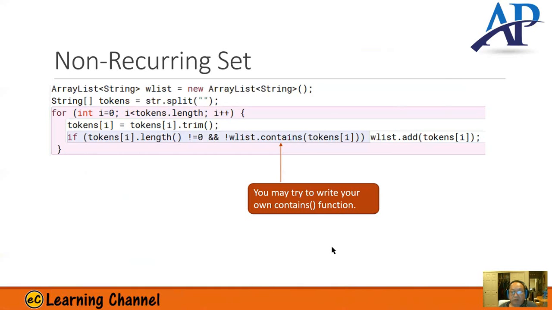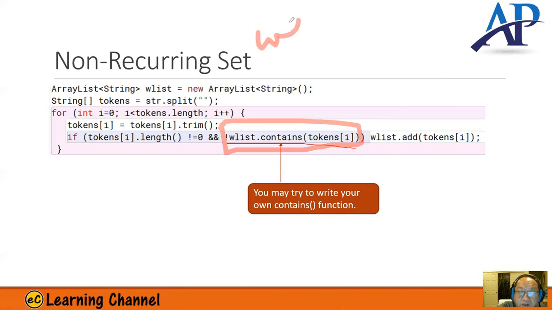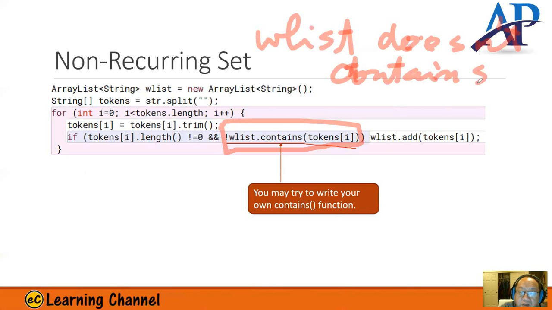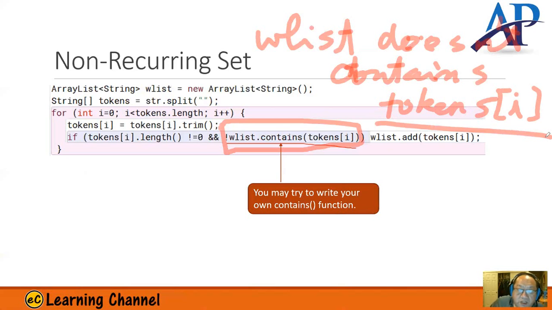So this part, what can I replace for this contains token? Can I replace this whole thing, the word list not containing the token? What function can I use to replace it? Instead of using contains, what can I use? Can you think of anything? If not, I'm going to give you the answer. What function should I use?